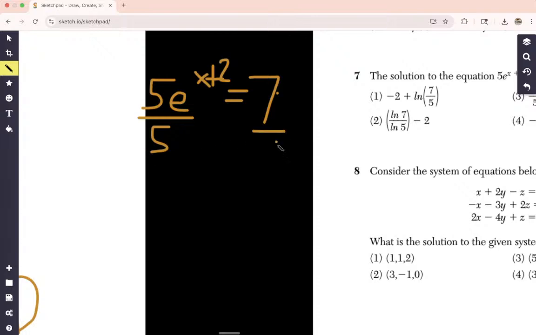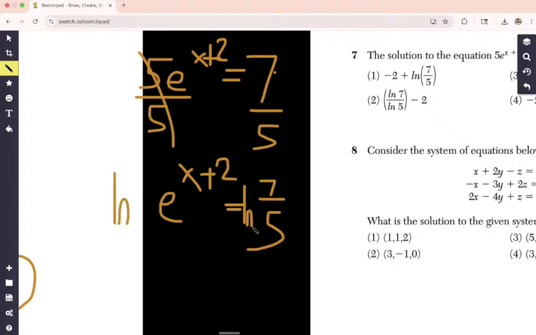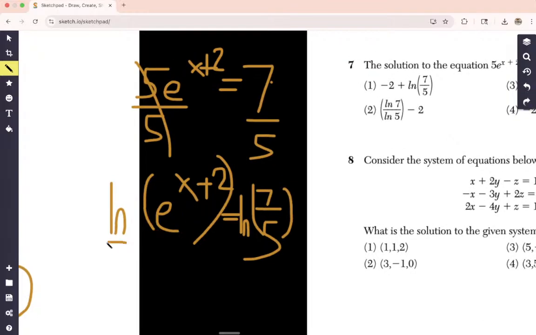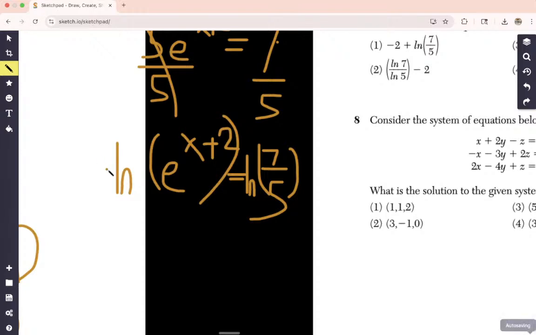Divide both sides by 5. The 5's cancel out. You get e to the x plus 2 is equal to 7 over 5. The next step is to take the natural log of both sides. The natural log is basically this ln button. Whenever you're trying to solve these types of equations and you see an e right over here, most of the time you're just going to have to resort to using ln. ln is what you're going to be using, because ln and e are inverse functions, so they're going to cancel out.